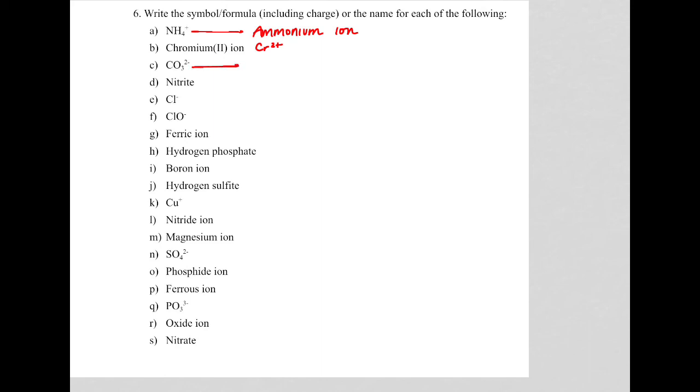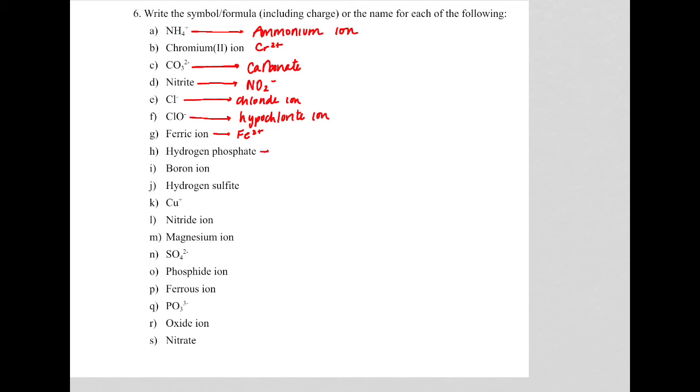CO3 2- is carbonate. Nitrite is NO2-. This is the chloride ion. ClO- is the hypochlorite ion. We have the ferric ion. So this is where you need to know that there are 2 different iron ions. They are Fe2+ and Fe3+. We know that the ic ending goes to the higher of the 2, so that would be Fe3+.